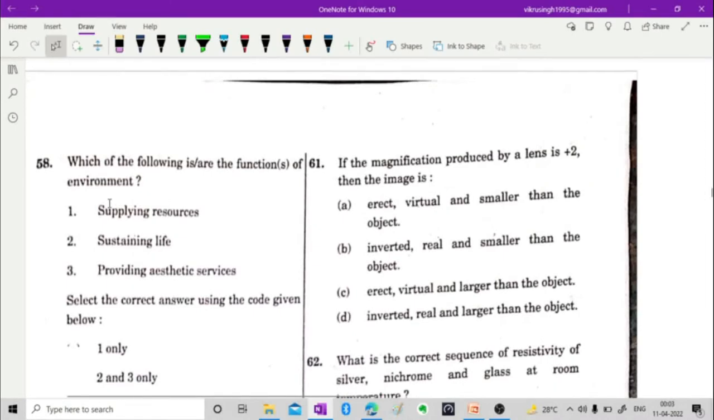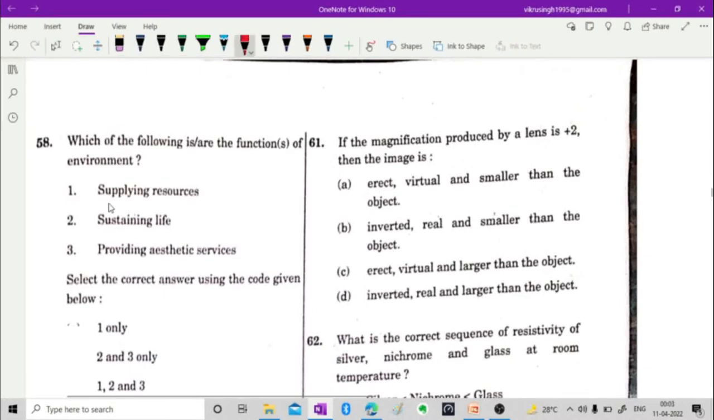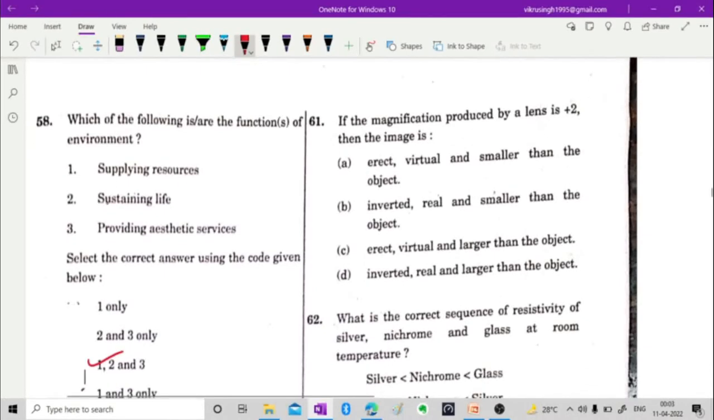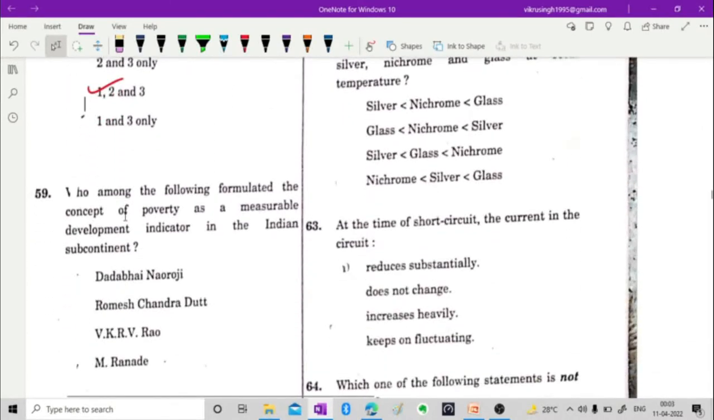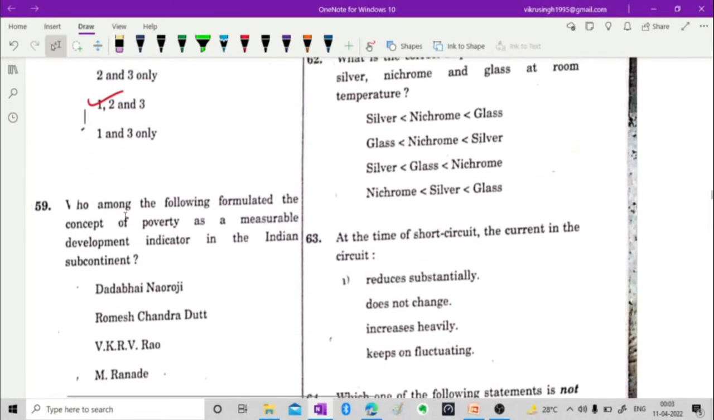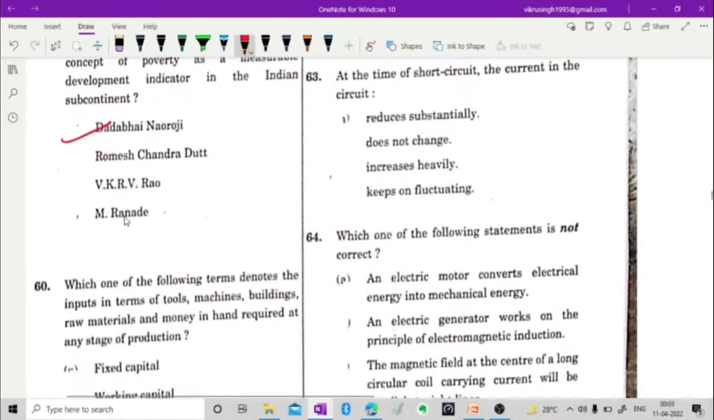Now moving on to question number 58, which of the following are the functions of environment? It is all 1, 2, and 3. Question number 59, who among the following formulated the concept of poverty as a measurable development indicator in the Indian subcontinent? So it was Dadabhai Naoroji, the Grand Old Man.